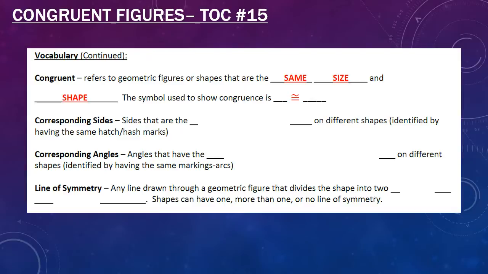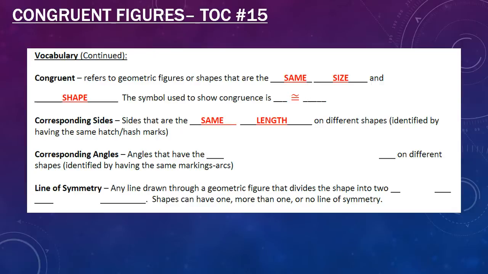So those are called corresponding sides. Those are sides that have the same length or same measurement on different shapes, and they're identified by using hatch or hash marks. Sometimes they're called hatch marks, sometimes hash marks, but they're little sticks that we draw on the sides to show that they're the same length.